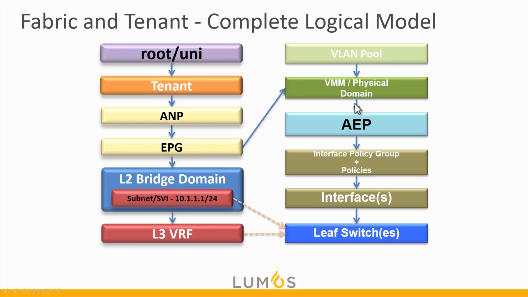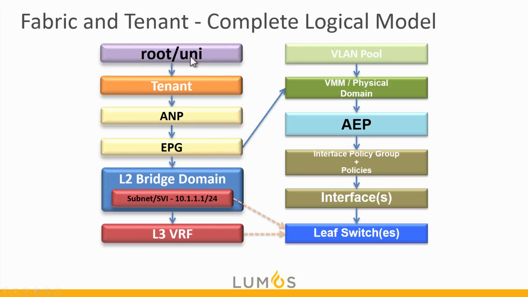And here's another view of this from a holistic perspective. Here on the left we have our Tenant tab, and on the right we have our Fabric Access Policies tab. So from the root universe we have our single tenant. Of course we could have multiple tenants. It has at least one application network profile with one endpoint group. The endpoint group is directly linked to an L2 bridge domain, which has a subnet or an SVI that's associated to an L3 VRF. Ignore those lines for now. All the solid lines are associations, not necessarily parent-child hierarchy, though in some cases it is.